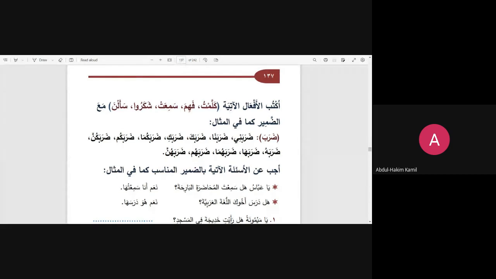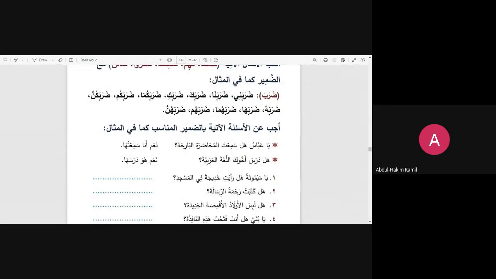الحمد لله، نحن في الصفحة 137. Page 137. We're on this exercise on the second half of the page. It says, أجب عن الأسئلة الآتية. أجب. What does أجب mean?